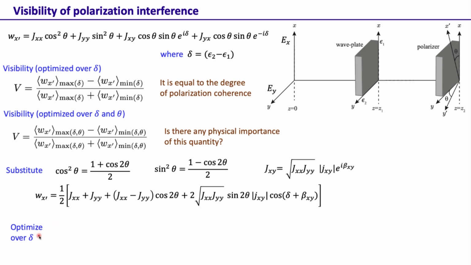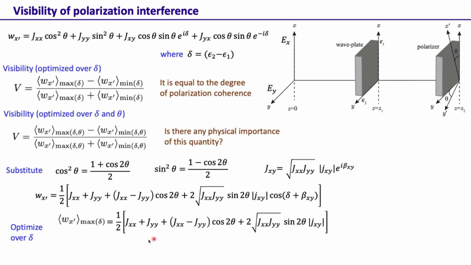Now let's optimize it over delta. In fact, we have already done this, but here I'm doing it in some detail. If we optimize this expression over delta, then the maximum of Wx prime is this quantity, where we simply put the cosine term as 1. So we have jxx plus jyy, plus (jxx minus jyy) cosine 2 theta, plus twice this quantity. It's just that cosine of (delta plus beta xy) is equal to 1, and that happens when delta plus beta xy is twice m pi, or delta is minus beta xy plus twice m pi.